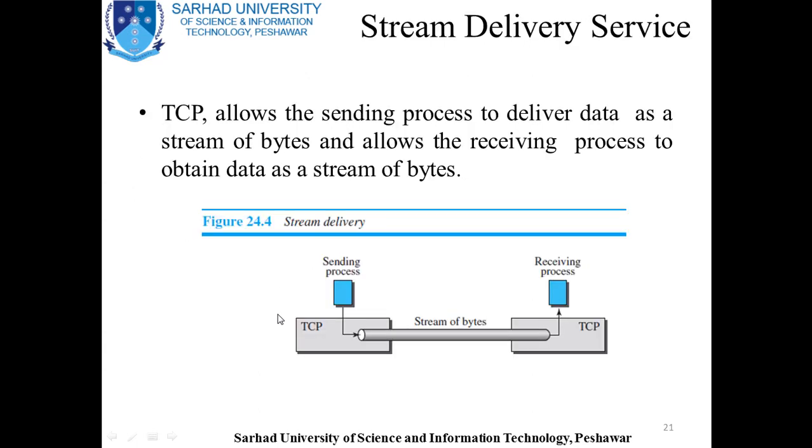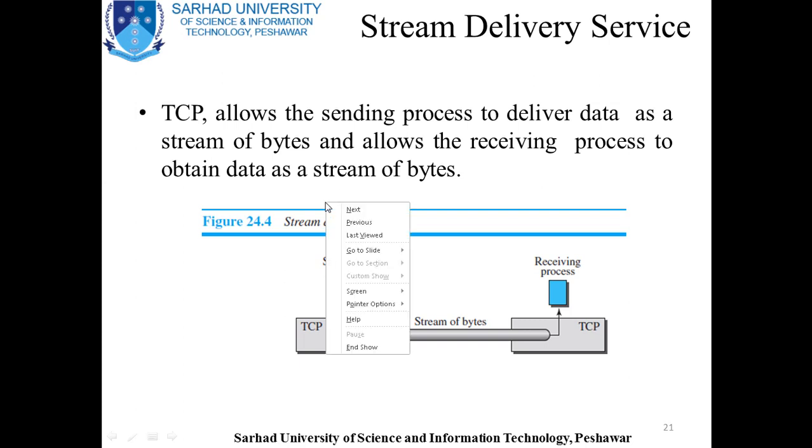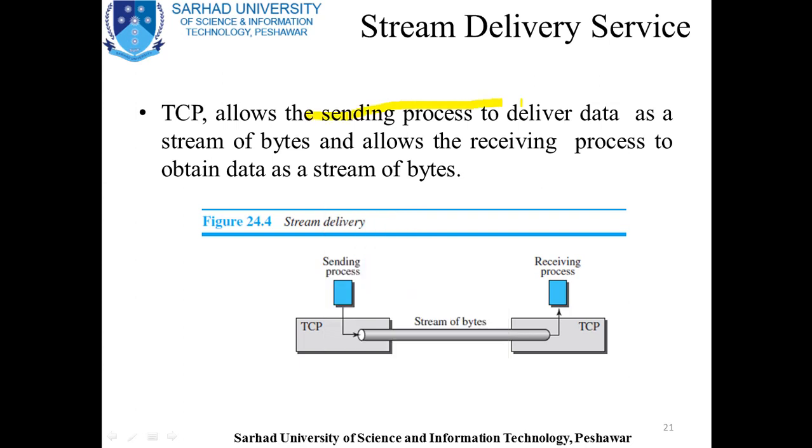Now, what is stream delivery service? Stream delivery service, you see that TCP allows you to send your data as a stream of bytes. So the receiver will also have to be synchronized to obtain that. You can see that it is continuously sending some data. So the receiver should be in synchronization with the transmitter.